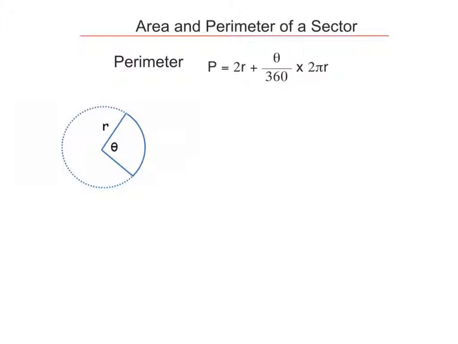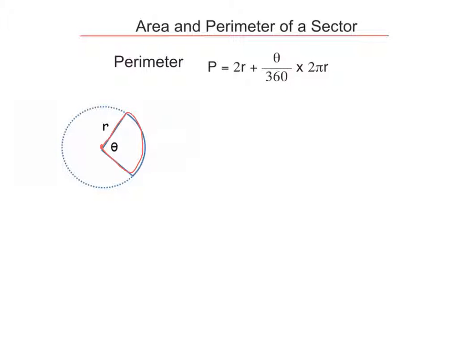To work out the perimeter of a sector, we have to think that we're going to be walking around the edge of the sector. And that means starting in the middle and walking along one radius, walking around the arc on the outside, then back along the radius to the middle again. Each of the radiuses is r in length.